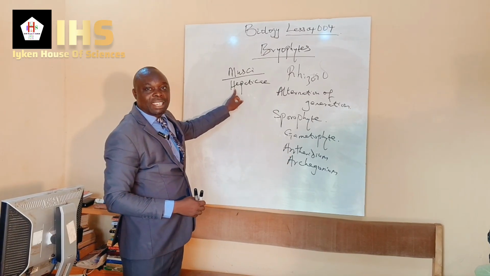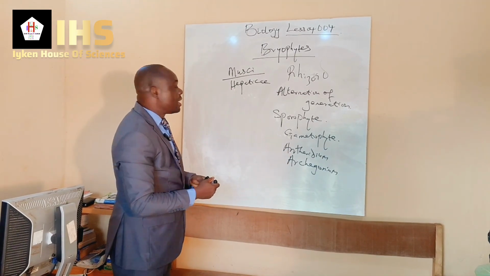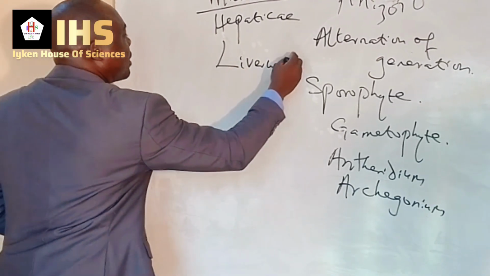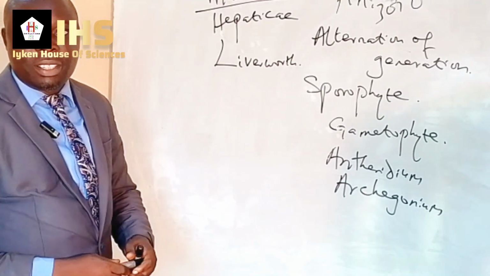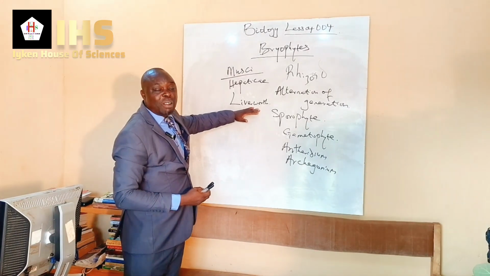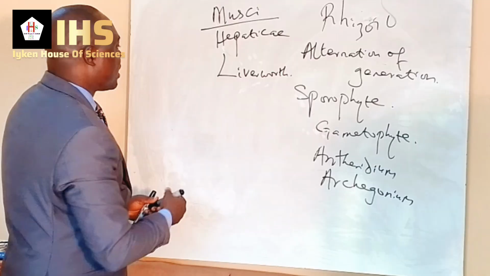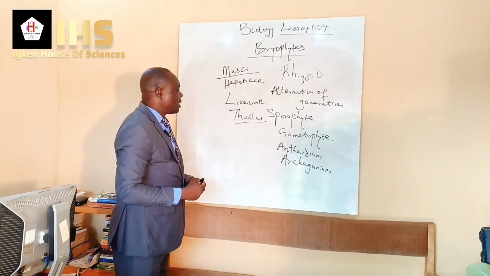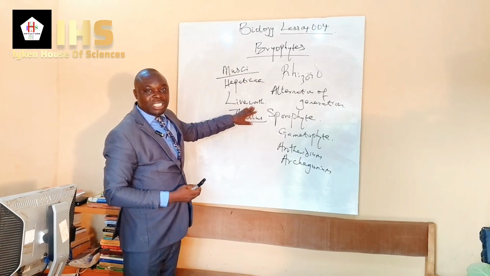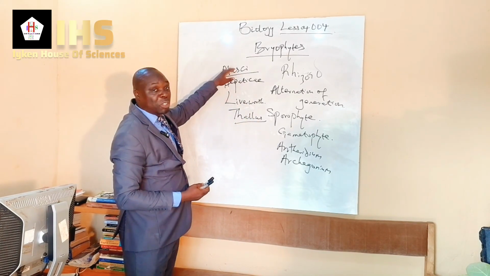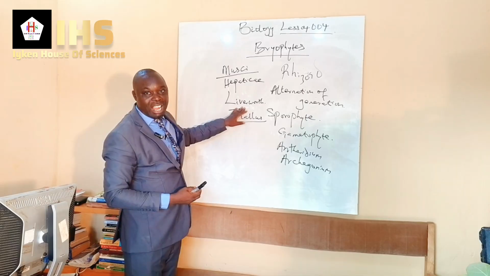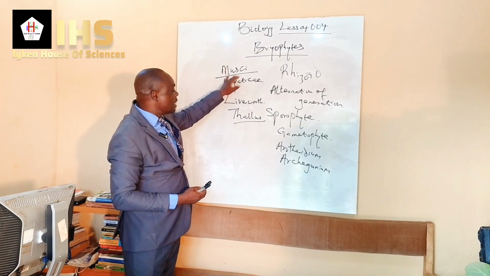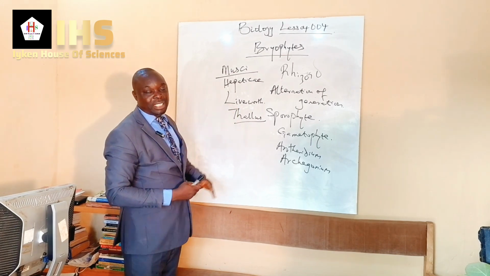The hepatica is made up of the liverworts. The body of the liverwort is like a thallus. This liverwort cannot live on land like the moss. So it is still aquatic up to now. It is the moss that lives terrestrially right now. The liverwort is still aquatic.